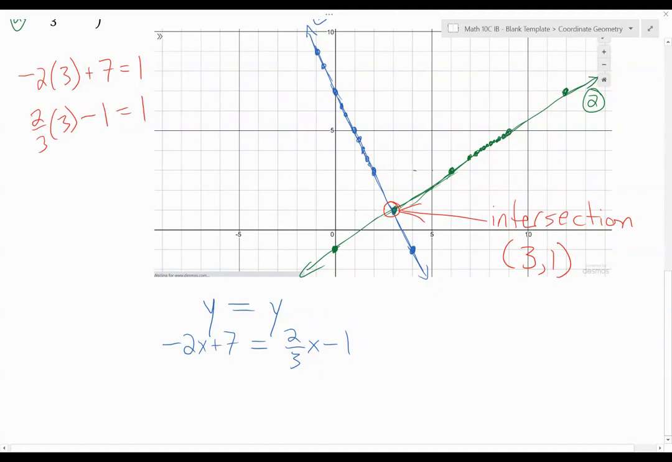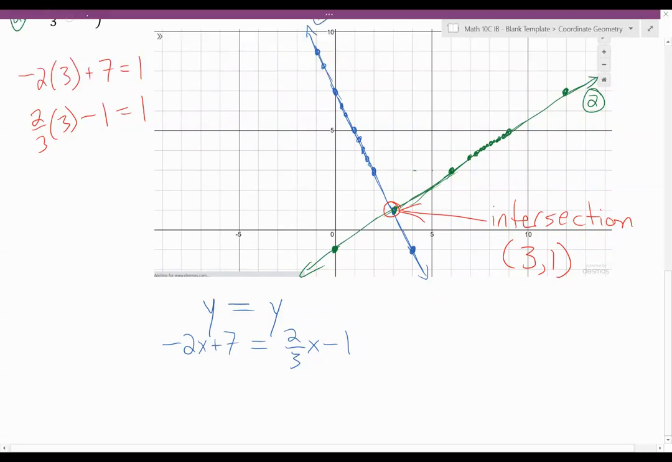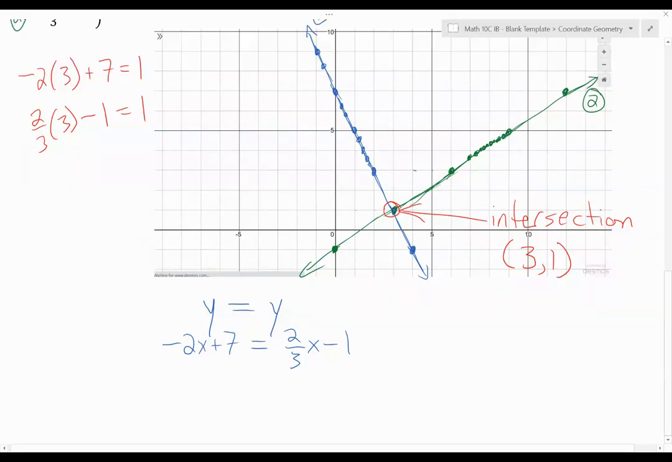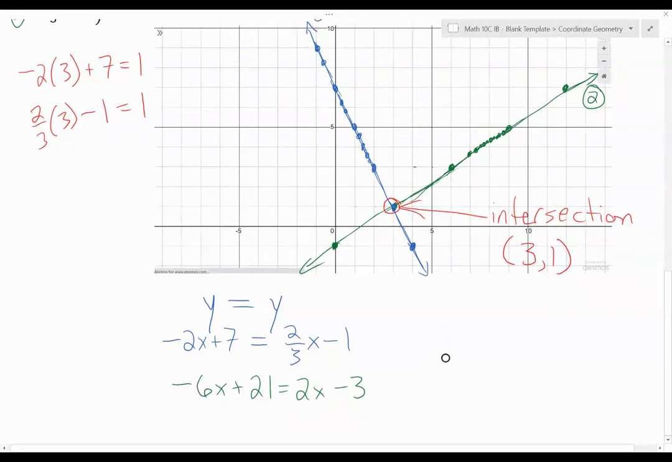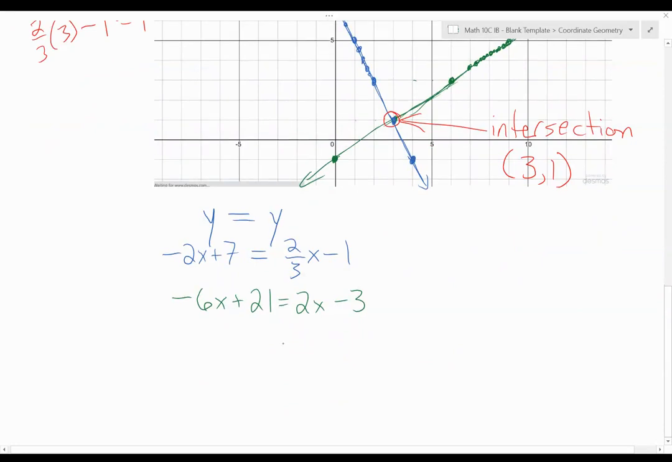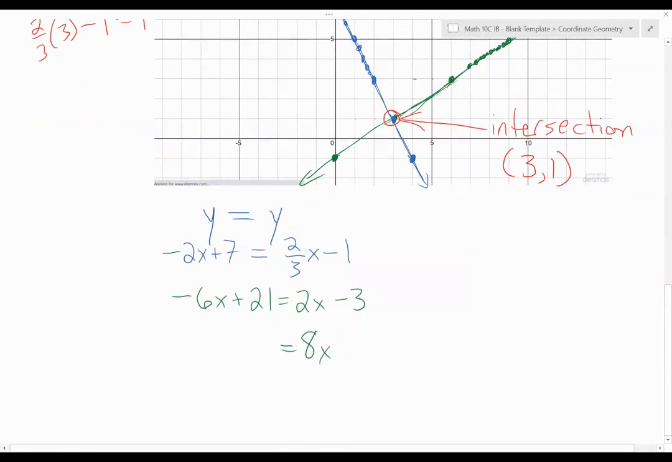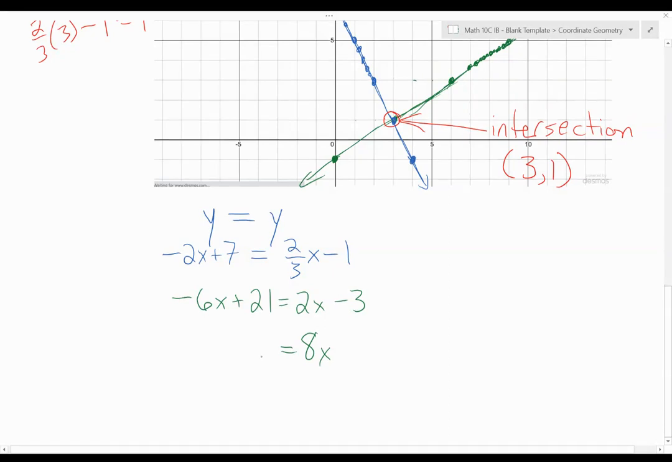I'm going to solve it by first multiplying everything by 3 so I don't have to deal with fractions. You don't have to do that. You can work with fractions if you like. But if I multiply everything by 3, I get negative 6x plus 21 equals 2x minus 3. Then combining the x's onto the right-hand side of the equation, adding 6x to both sides gives me 8x. And I'm going to also add 3 to both sides of the equation to get 24. This tells me that x equals 3.